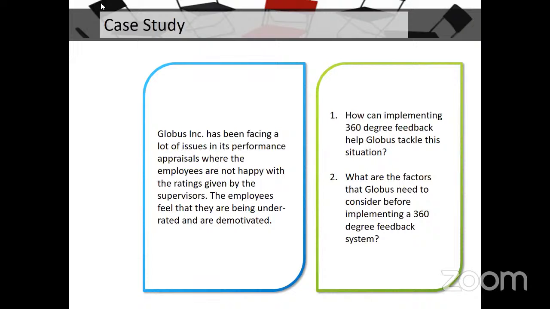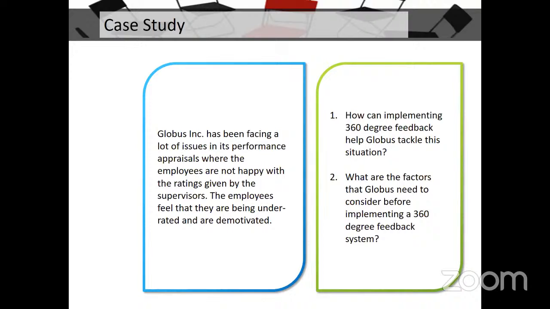I want to address question number 2. What are the factors that Globus needs to consider before implementing a 360-degree feedback system? If you go back to the initial conversations when we started, the culture of the organization is very, very important. When you want to implement 360 degrees, do we have a trust culture in this organization?